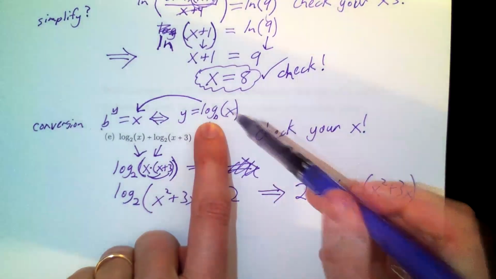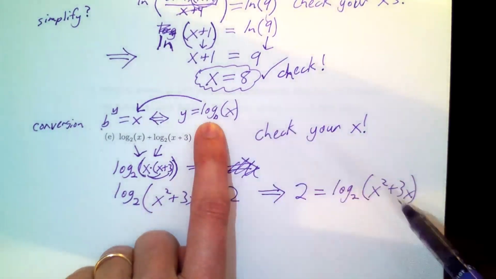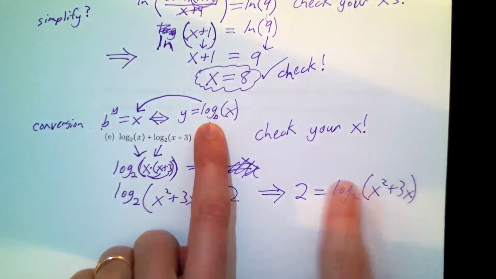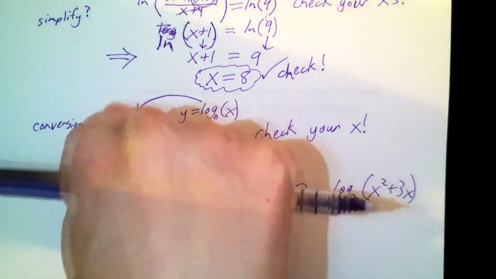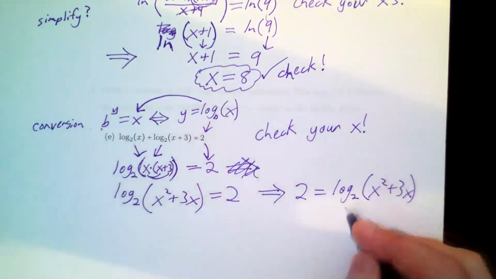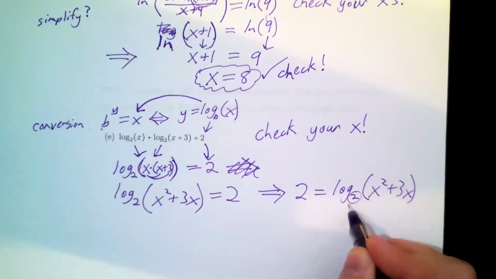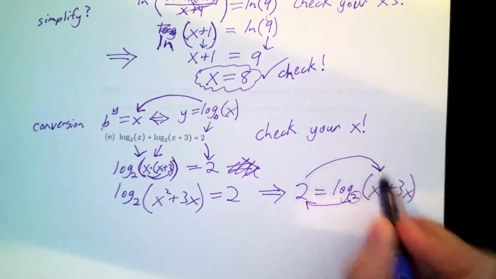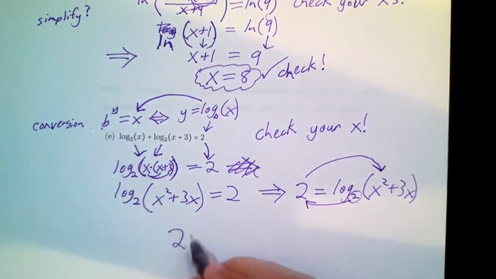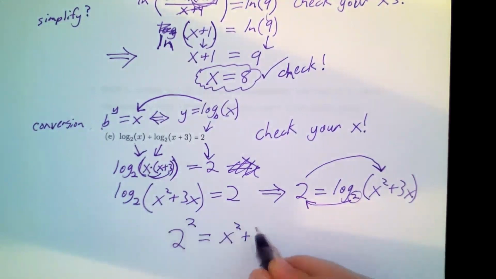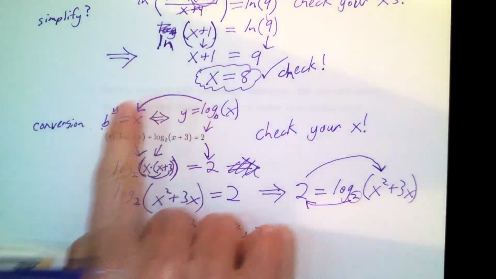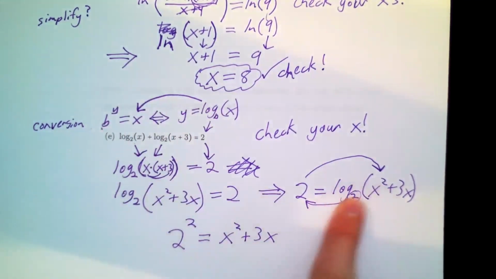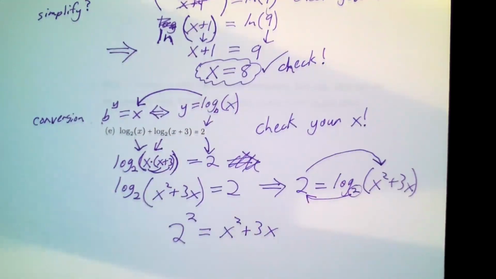My 2 is in the B position, and in my X position is X squared plus 3X. Rearrange this log using this conversion formula. You end up with B to the Y is equal to the inside. You have 2 to the 2 equals X squared plus 3X. So use this conversion, switch your log around into this new statement, and we get this.